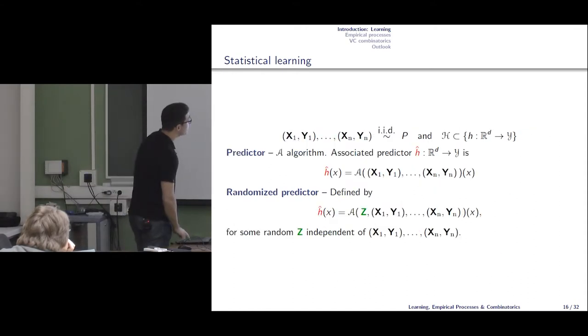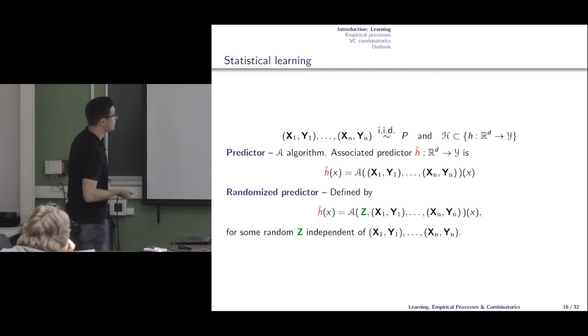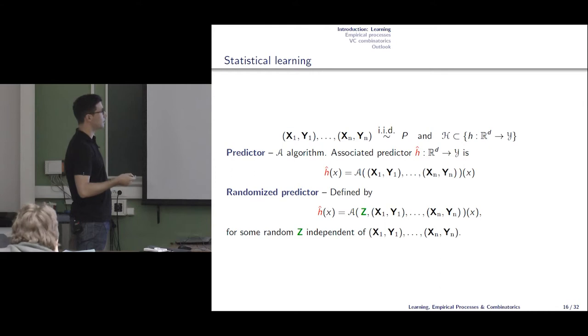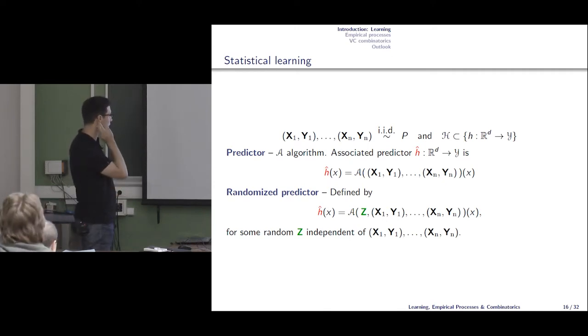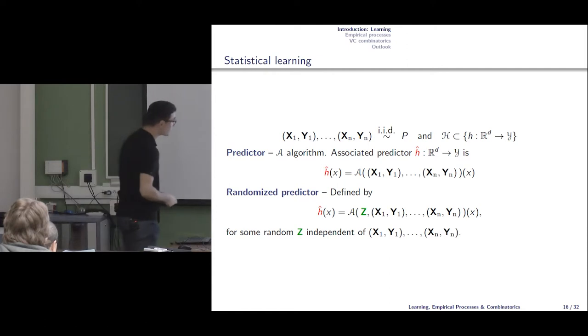Before we move to examples, what is a predictor in this setting? Given an algorithm, say for the moment a deterministic algorithm, the associated predictor is simply a function from R^d to Y, which is defined in this way. You see that it's an algorithm applied to the sample. This sample is now random, and you apply it to a given X, and this is your prediction of Y given your sample. The randomized predictor would be simply the same object where Z is some independent random variable that allows for some robustness properties, but we'll not talk much about this.